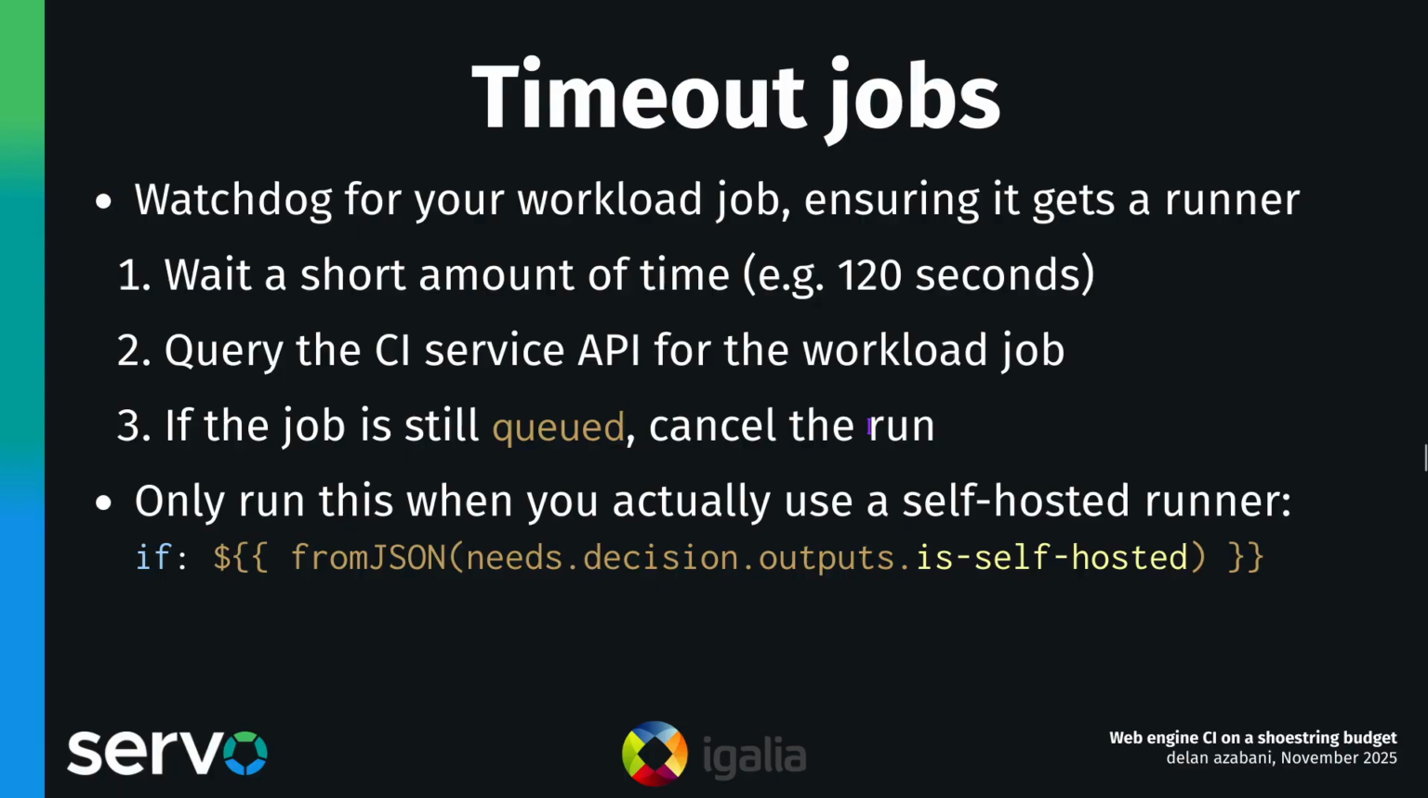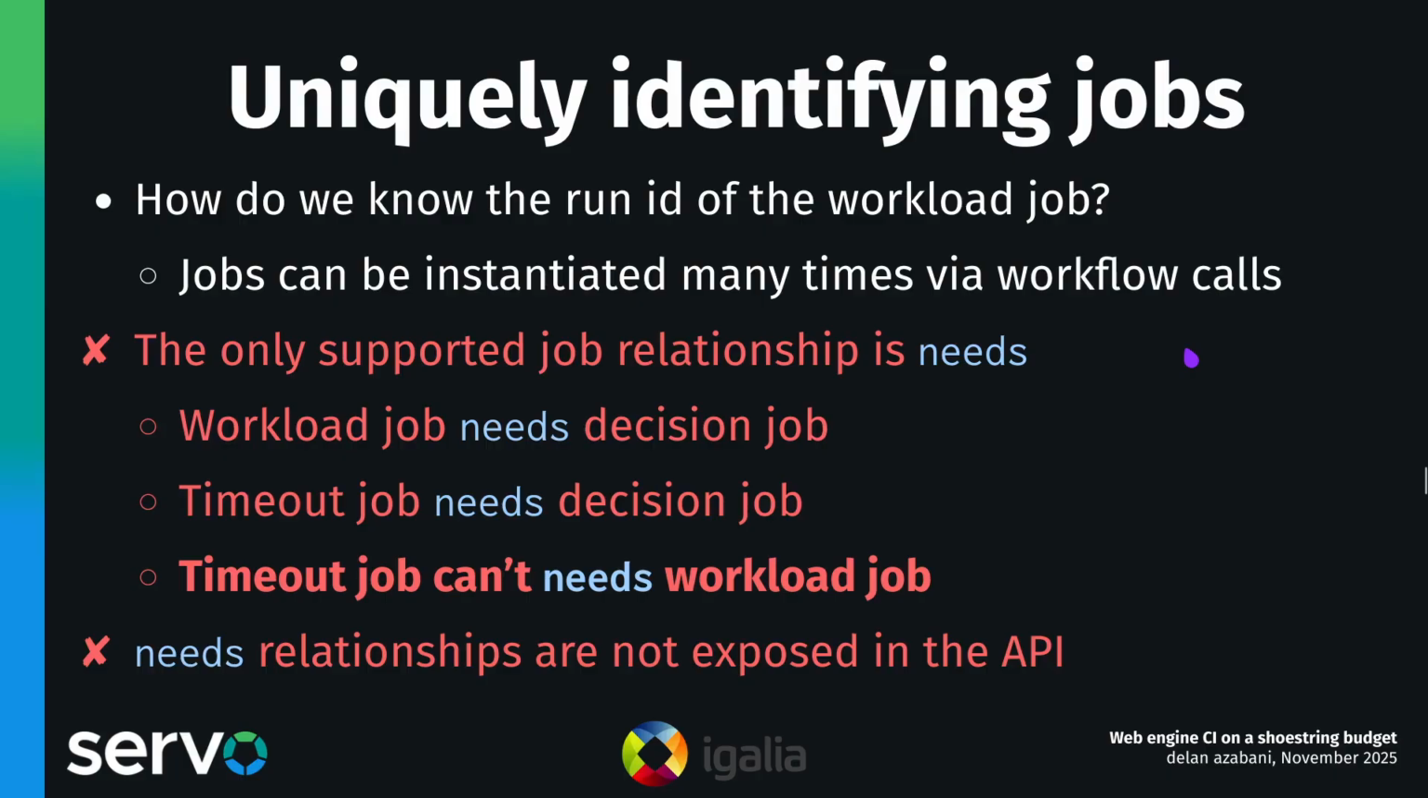Unfortunately, we can't just cancel the job run. We do have to cancel the whole workflow run, which is quite annoying. But, you know, it's GitHub. Nothing is surprising anymore. Thankfully, we only have to run this when we actually get a self-hosted runner, so we can make it conditional. But over time, in Servo's deployment, we have actually stopped using these to free up some of those GitHub-hosted runner resources.